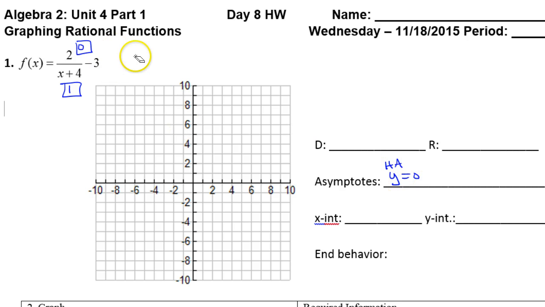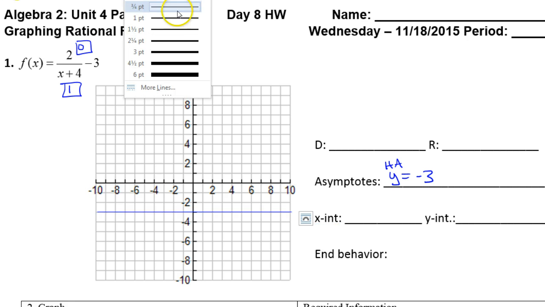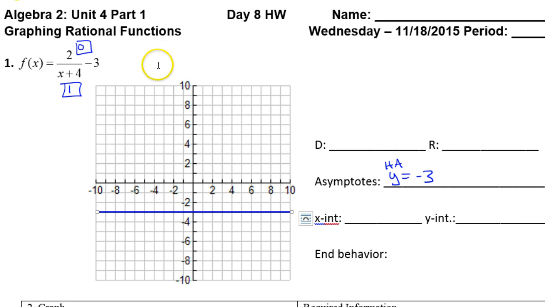I might as well erase this because putting a -3 on the end shifts everything down 3. So instead of being a horizontal asymptote at 0, I will have a horizontal asymptote at -3 instead. So the horizontal asymptote will actually be y equals -3. It's a vertical shift. Okay, so there is my horizontal asymptote.